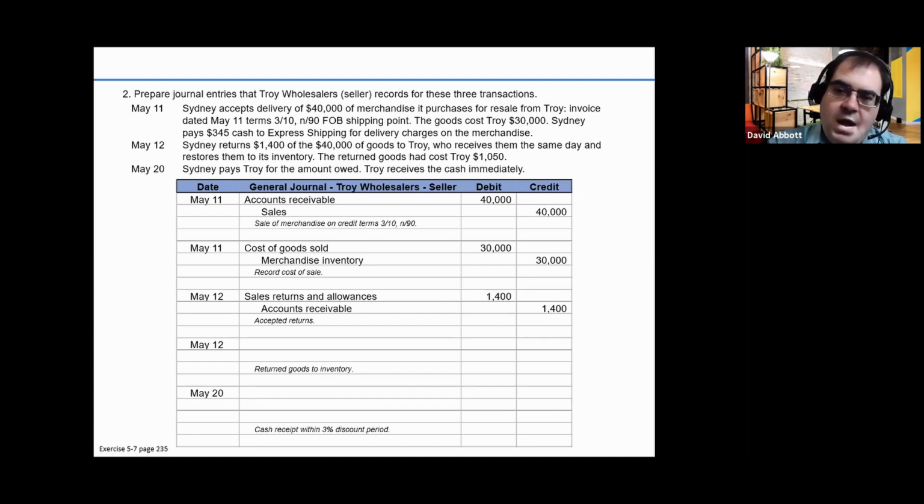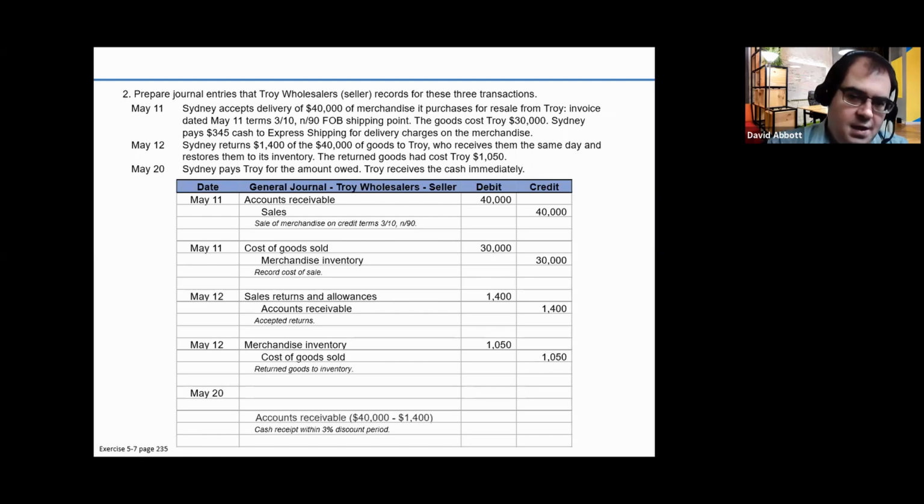And then you'll credit the accounts receivable $1,400 because now you're not going to receive that amount, because they don't owe it. And then you'll go ahead and add that back to your inventory. So you're going to debit your inventory $1,050 because you're adding those back to the inventory, and then you will credit the cost of goods sold $1,050 because you're taking that out of what you sold.